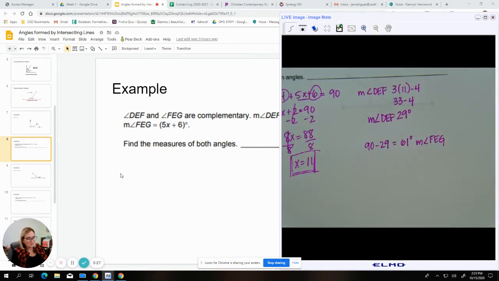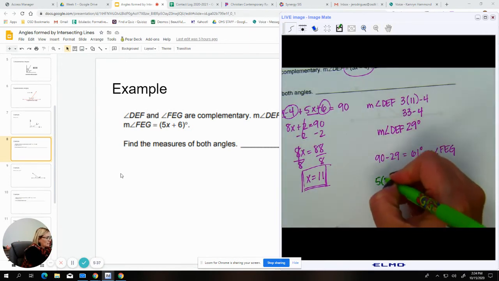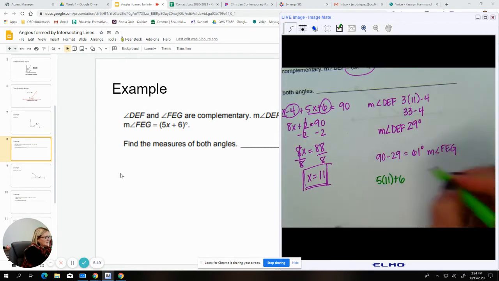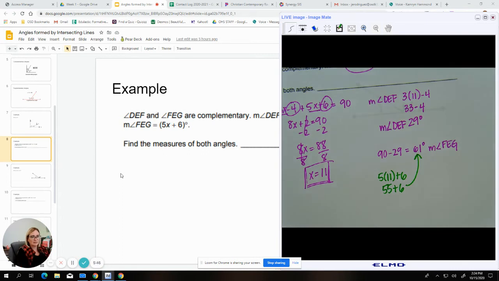But just to play devil's advocate, I want to do the math and make sure that our answer is actually going to be equal to 61. So if I take 5x plus 6, remember x is 11, 5 times 11 is 55, 55 plus 6 is 61. So you can see that either way you did it, you would have come up with the same answer.